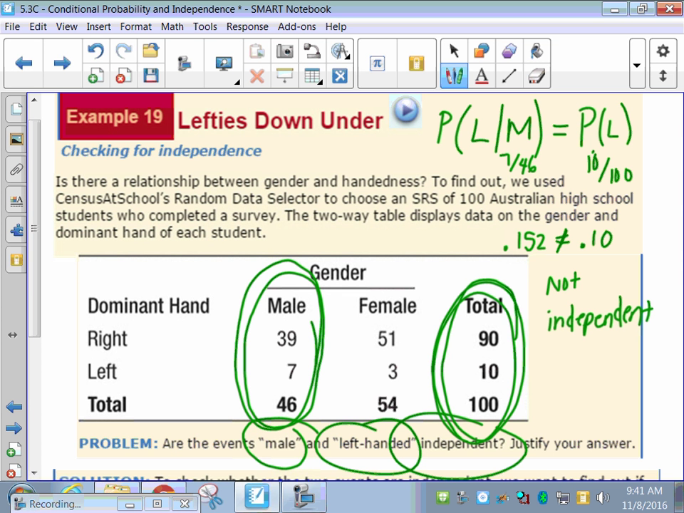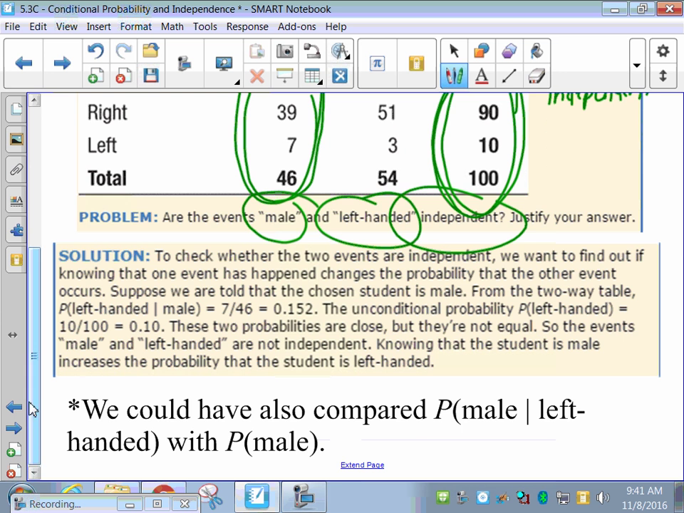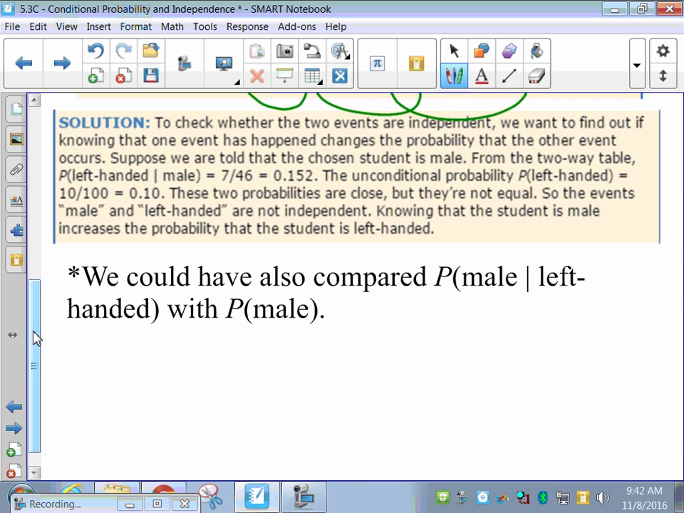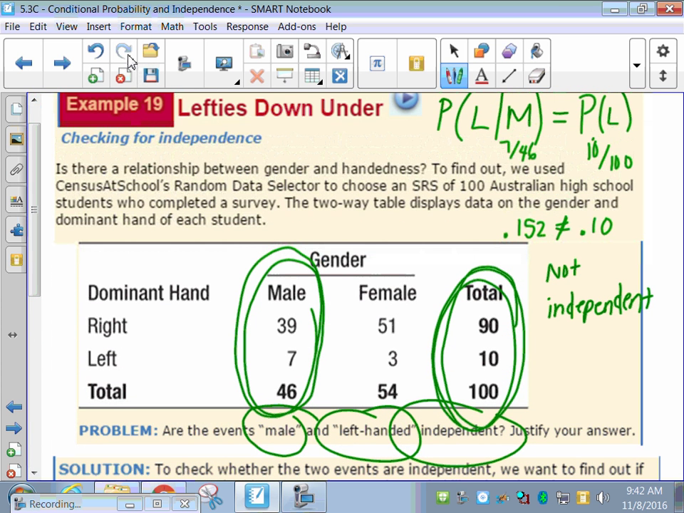If you get the exact same number, then it doesn't matter if you're male or female or left-handed, and then those would be independent events. Okay? You can do these either way. So the way I just did it was left-handed given that they're male. You can also do it the other way, and you should get the same answer, that they are not independent. Okay?